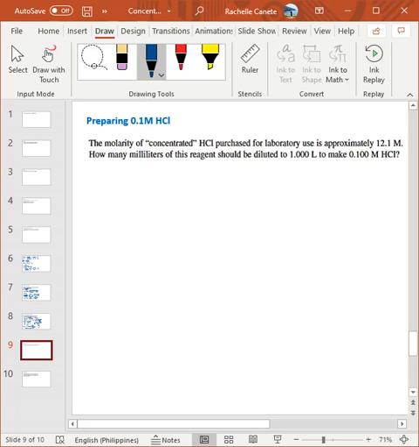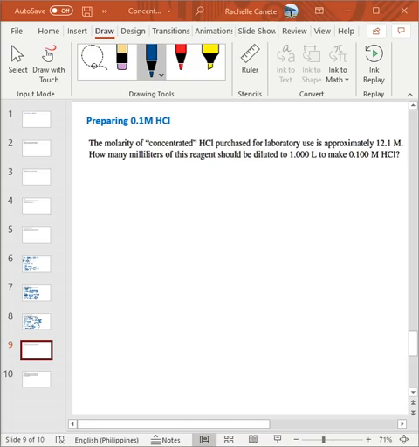Okay, now, let's try to prepare 0.1 molar of HCl. The molarity of concentrated HCl purchased for laboratory use is approximately 12.1 molar. How many milliliters of this reagent should be diluted to 1.00 liters to make 0.1 molar HCl? Okay, so this applies the formula for dilution.